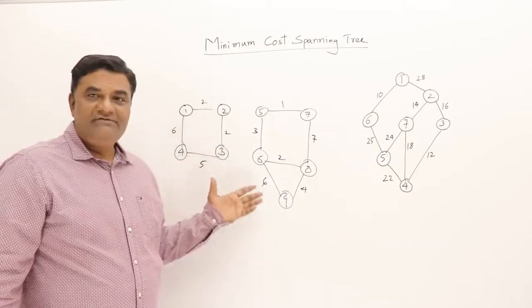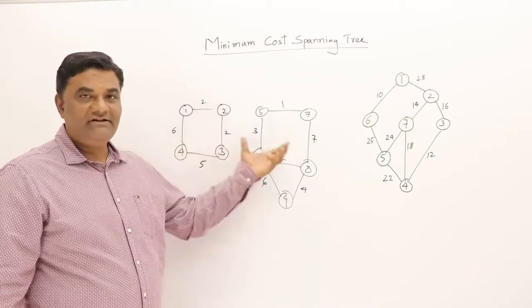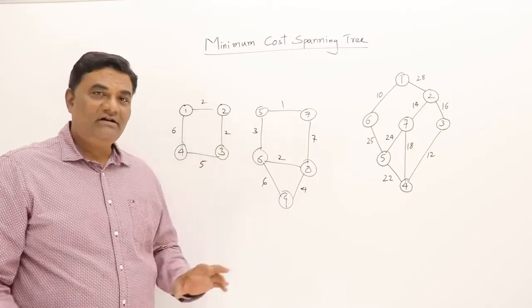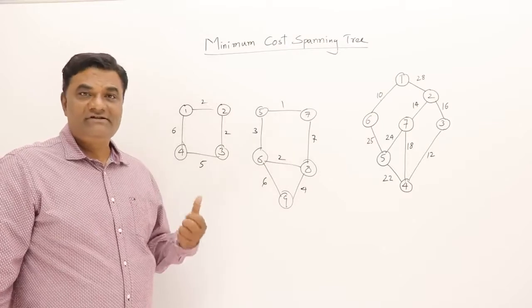Now if there is a graph given that is not a connected graph, it has two components, 4 vertices on this side, 5 vertices on that side. Can we find a spanning tree on a non-connected graph? No, a spanning tree is not possible. But what happens if I run Kruskal's algorithm?